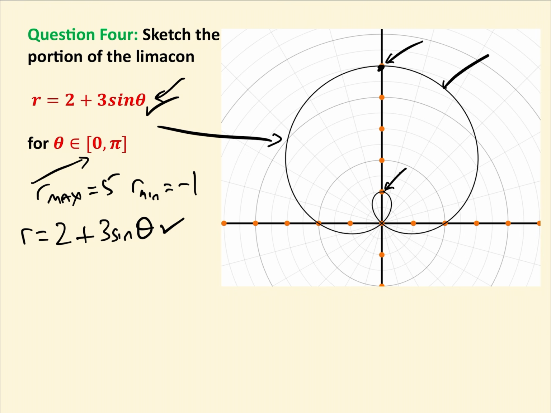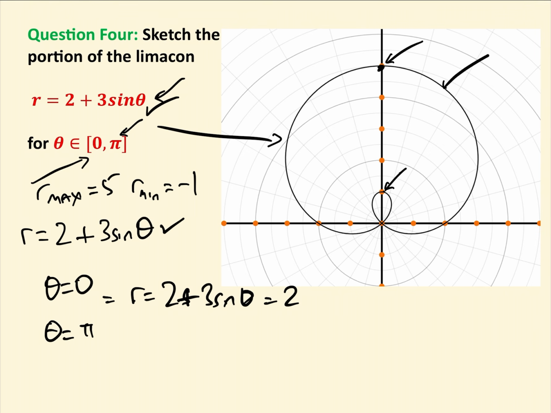But let's have a look. We only need it from between 0 and pi. So let's have a look. When theta is equal to 0, then we have r is equal to 2 plus 3 sine of 0, which equals 2. And when theta is equal to pi, that's the other side of the domain, then we have r is equal to 2 plus 3 sine pi, which also equals 2.